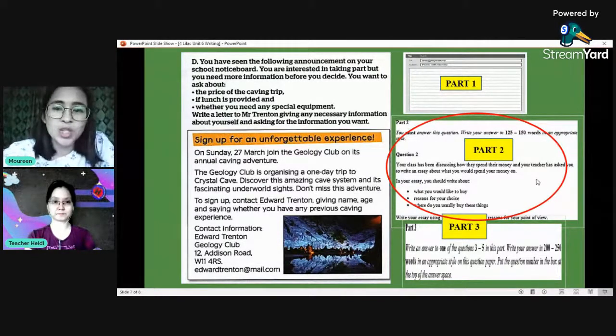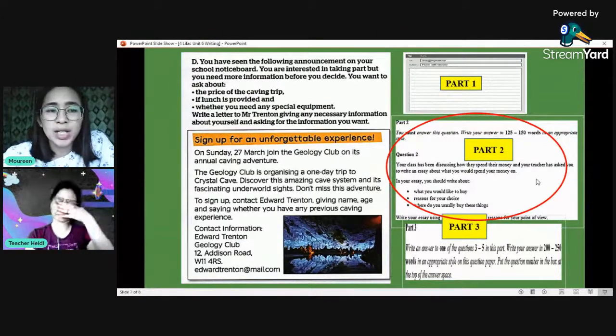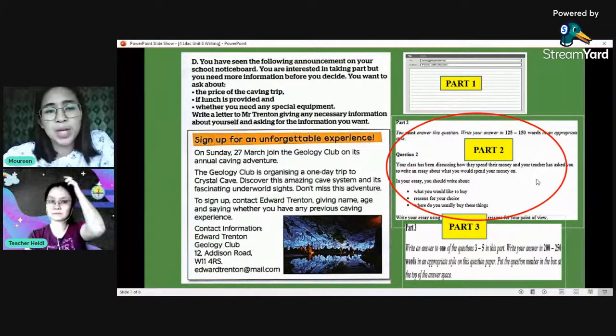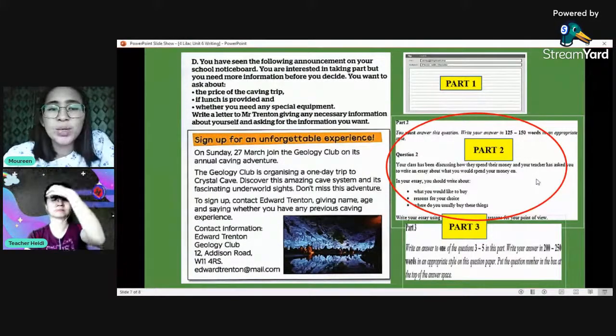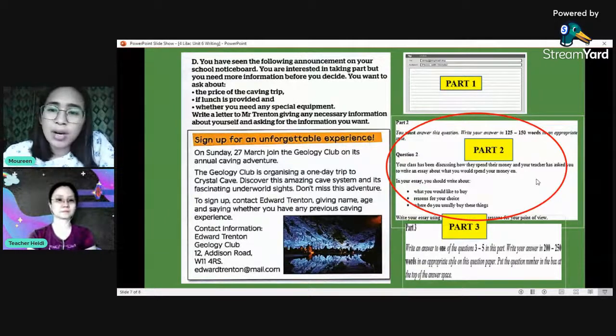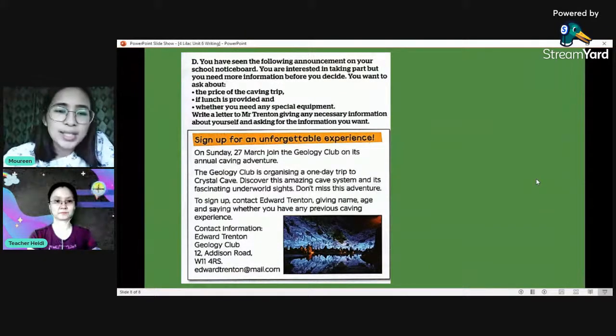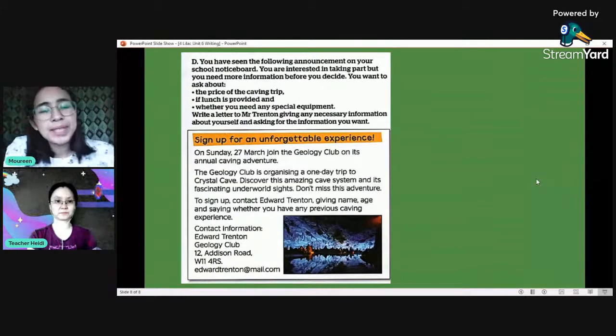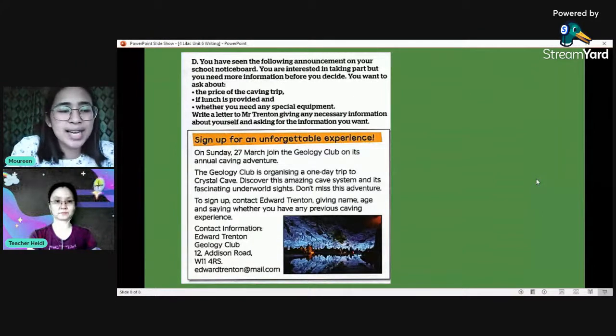Okay, so this question is part 2. So you have to, macam dalam part 2, you have to cover all the information given or the notes given. Okay, so you have to talk about the price of the cabin trip, if lunch is provided, and whether you need any special equipment. So later on, make sure you write 125 to 150 words. Okay? All right, so we have analyzed which part of the writing paper this is. Okay, let's look further into the task itself. Okay, sebelum cikgu suruh kamu tulis, let's look further at the question itself, the task itself.